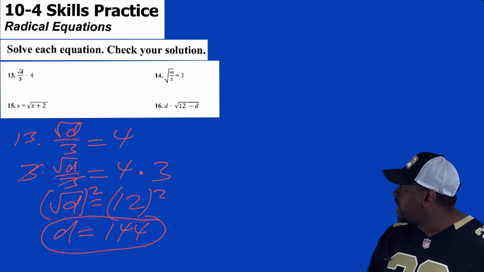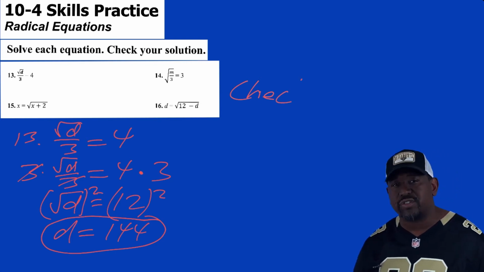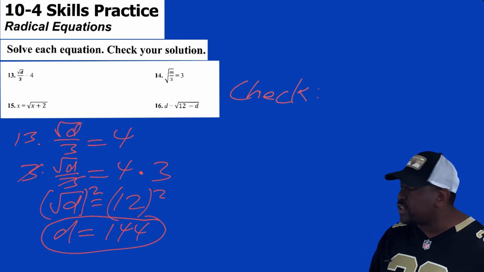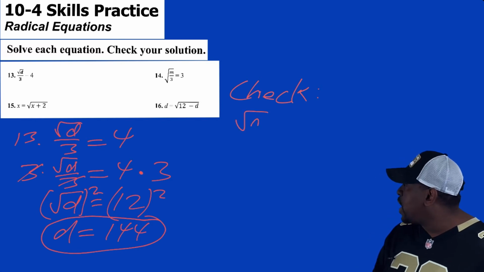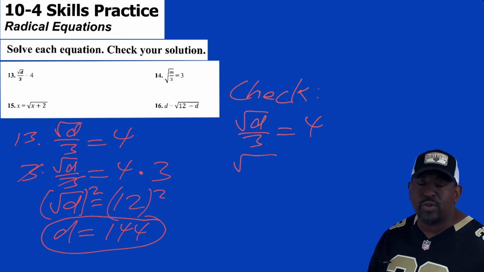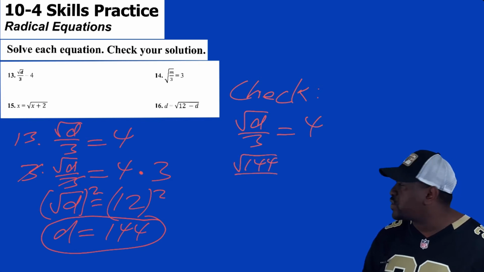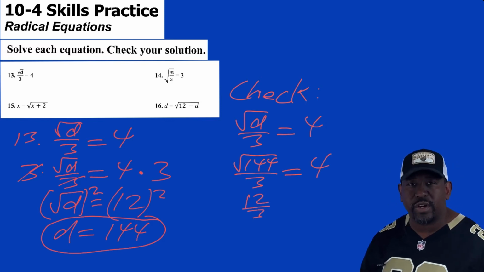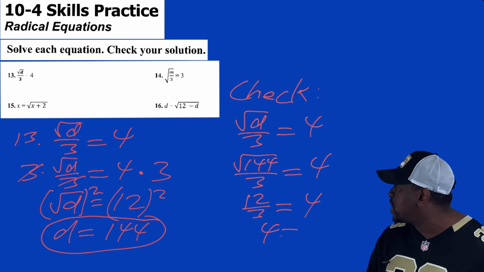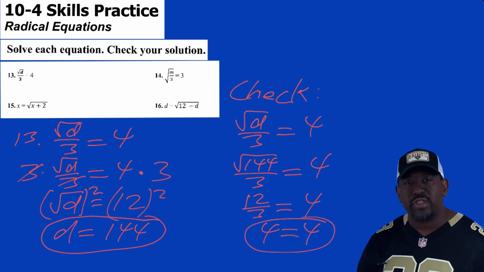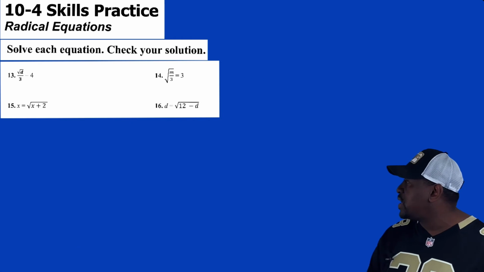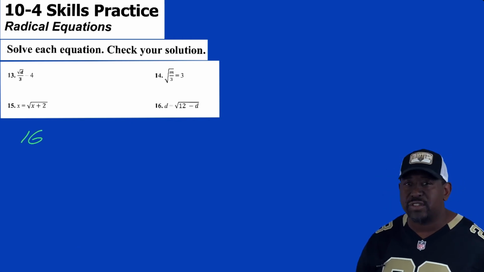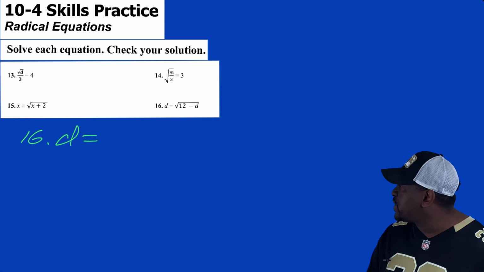So now we gotta check that answer. We'll write the check here. It's so important when you do radical equations to check your solutions as we've seen so far. So we write our original equation, square root of d over 3 equals 4. We substitute 144 for d. So we have the square root of 144 over 3 equals 4. Square root of 144 is 12, because 12 times 12 is 144. 12 over 3 is 4, so the right side is 4, so they check out, and 144 is a valid solution.